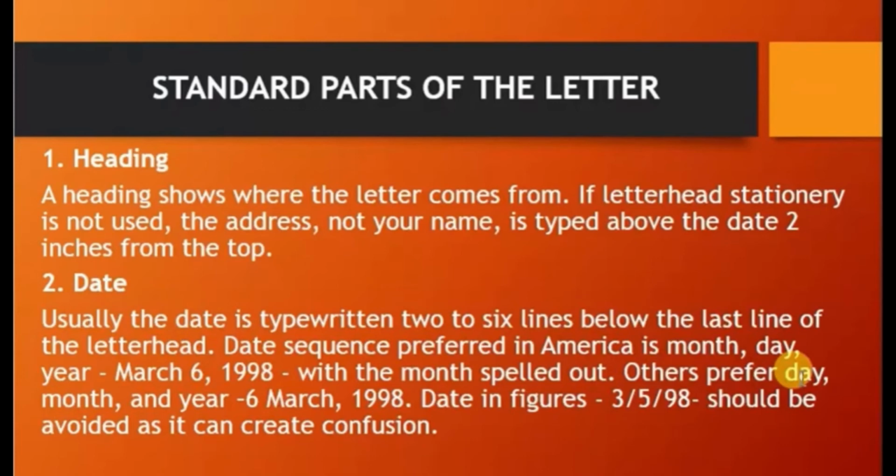And the second one is the date. Usually the date is typewritten 2 to 6 lines below the last line of the letterhead. The date sequence preferred in America is month, day, and year, for example, March 6, 1998. So that's the way of writing the date. Or you can write the day first, then the month, and next the year.